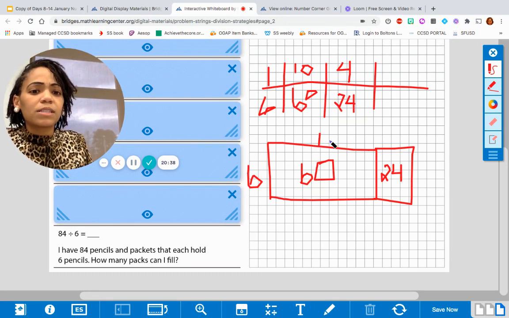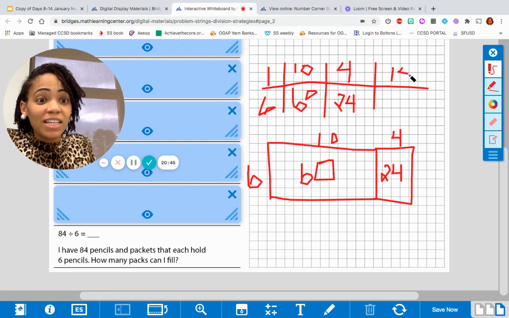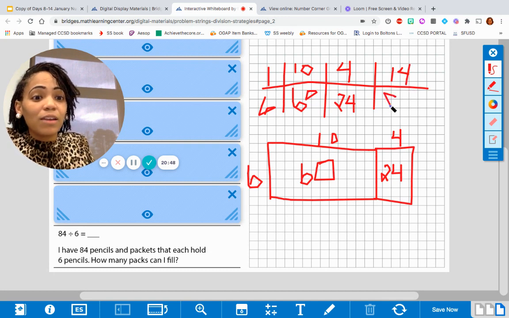Okay, so this was 10, and this was 4. So what's my answer? 14. 14 packs would give me 84.